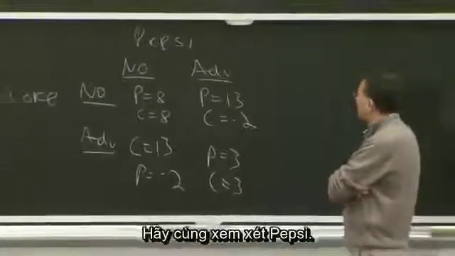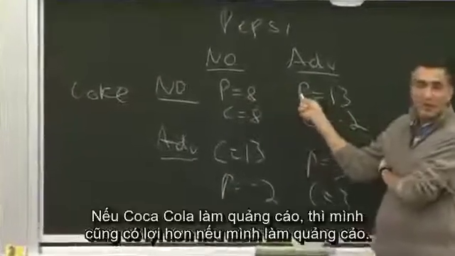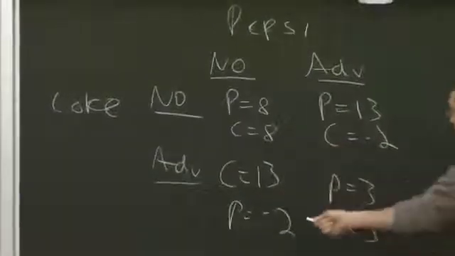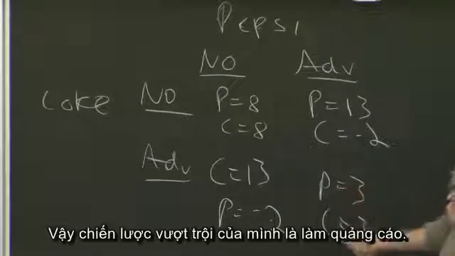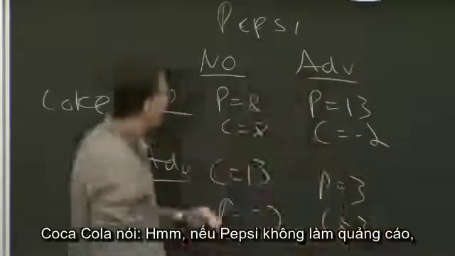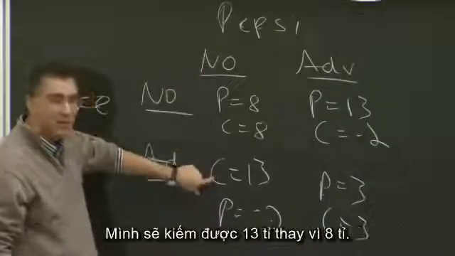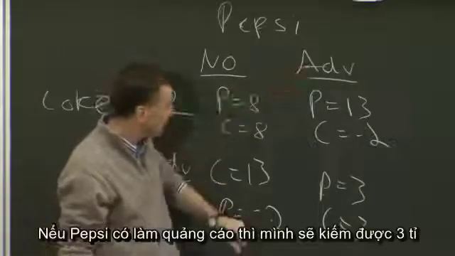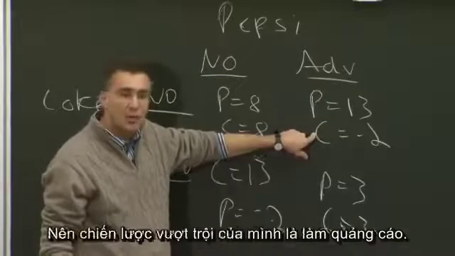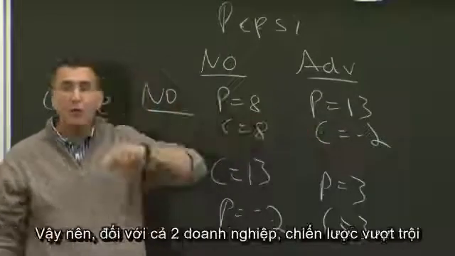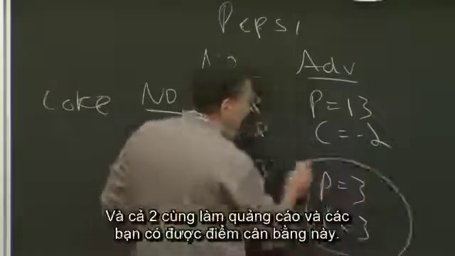So let's look for Pepsi. Well, Pepsi says if Coke doesn't advertise, I'm better off advertising. If Coke does advertise, I'm better off advertising. So my dominant strategy is to advertise. Coke says, well, gee, if Pepsi doesn't advertise, I'm better off advertising. I make 13 instead of 8. If Pepsi does advertise, I make 3 instead of -2, so I'm better off advertising too. So my dominant strategy is to advertise. So for both firms, the dominant non-cooperative strategy is to advertise. So they both advertise, you end up in this equilibrium.